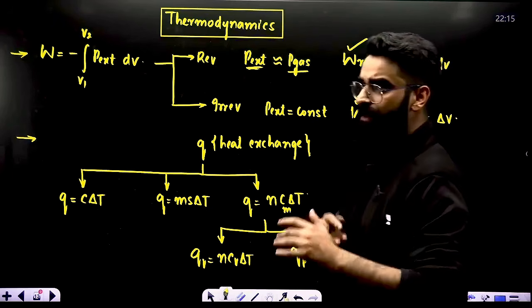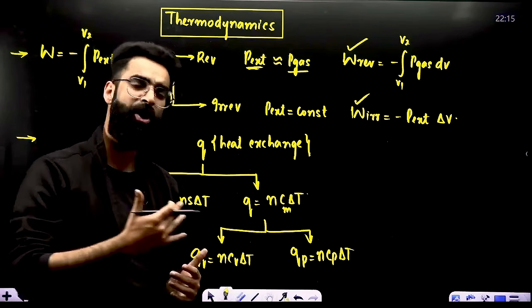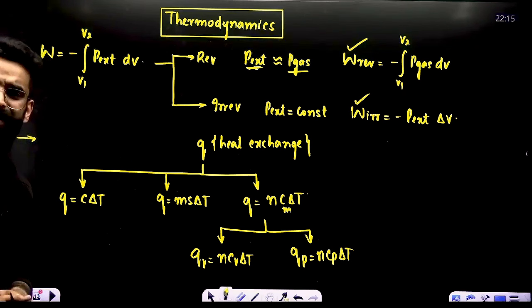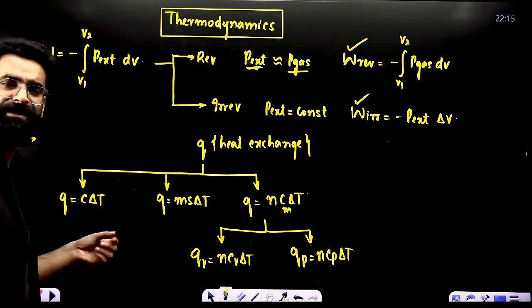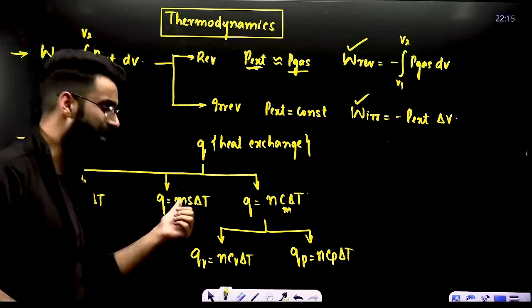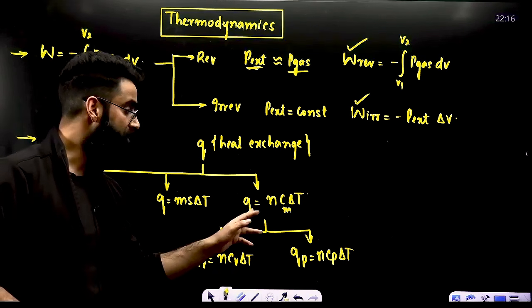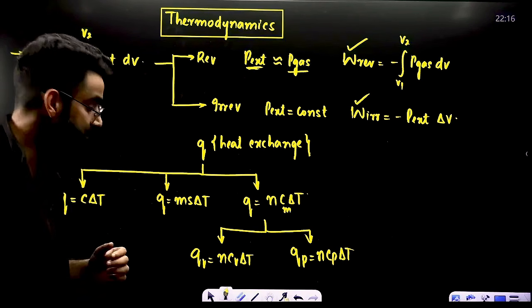delta V. Now, there are a lot of questions in which you are supposed to calculate the amount of heat absorbed or released by the system. And there are many ways by means of which you can calculate heat absorbed or released by the system. Number one, Q is equal to C delta T, where C is the heat capacity of the system. Q is equal to MS delta T, where S is the specific heat capacity of the system. Q is equal to NCM delta T, where CM is the molar heat capacity of the system, right?